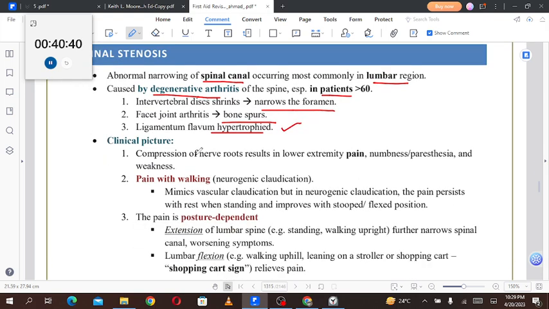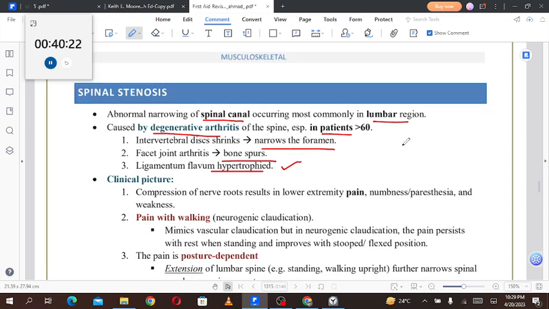Okay, clinical picture. I guess these are the causative factors. Number one is intervertebral disc shrinkage. Number two is facet joint arthritis, and number three is ligamentum flavum hypertrophy. These are the things which are causing the narrowing of the spinal canal, spinal stenosis.